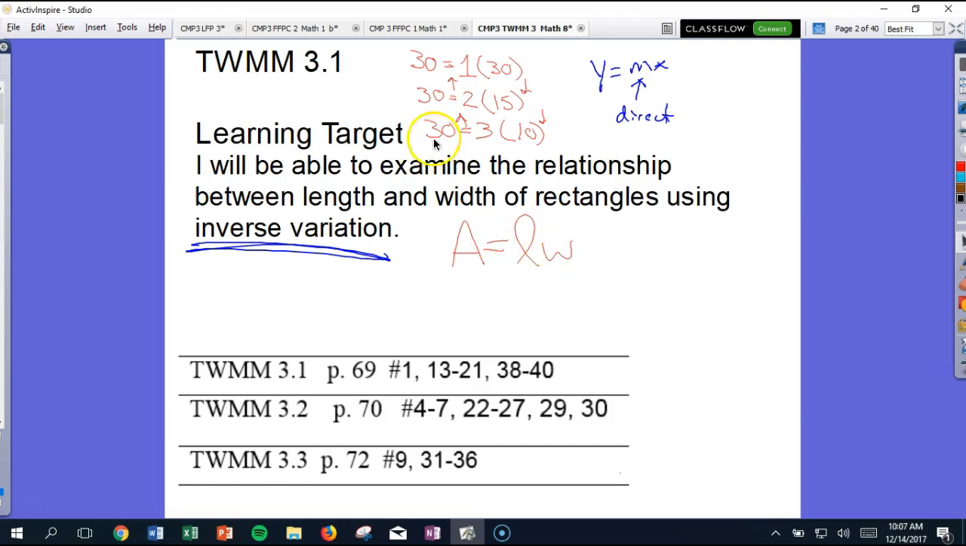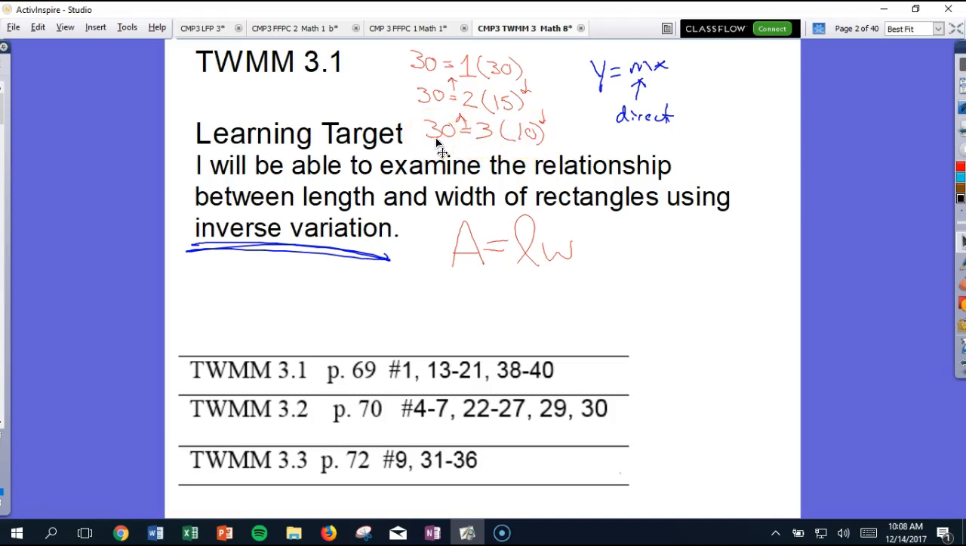If we set our area at 30 and our length is 1, then our width has to be 30, because 1 times 30 is 30. But if our area is 30 and our length is 2, now our width has to go down to 15. See, I have an up arrow here. It means we went up from 1 to 2 for our length, but our width went down from 30 to 15. And if we go up one more, our area is still 30, but now our length is 3. That means our width has to come down to 10, because 3 times 10 is 30.